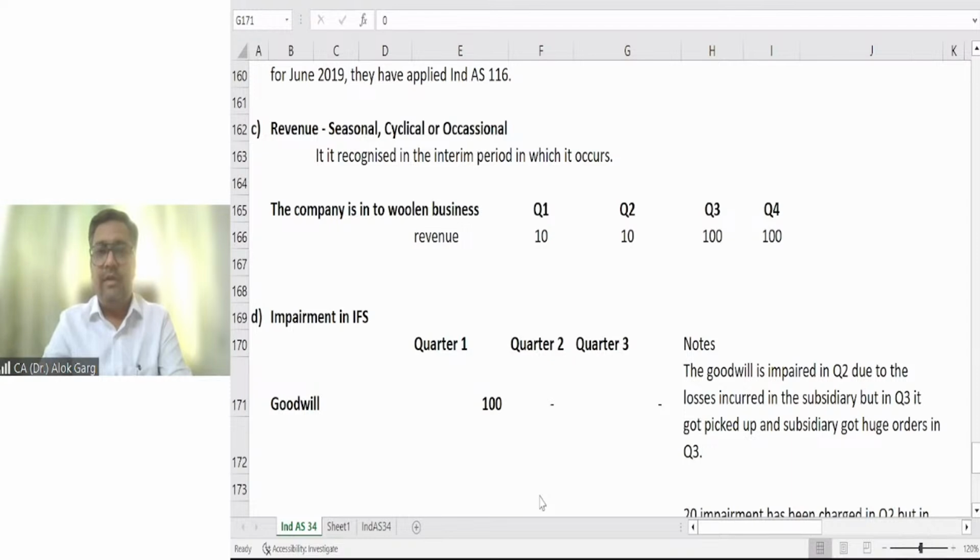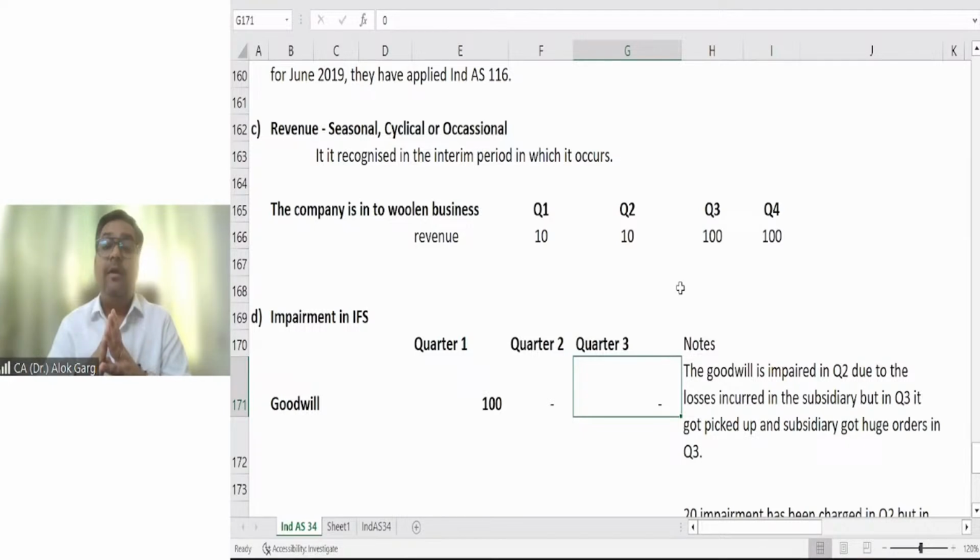What's your view? Can we do that or we can't do that? Friends, we can't do that. When you read Ind AS 36, it says that if goodwill has been impaired, it will never be reversed. The impairment on goodwill will never be reversed.